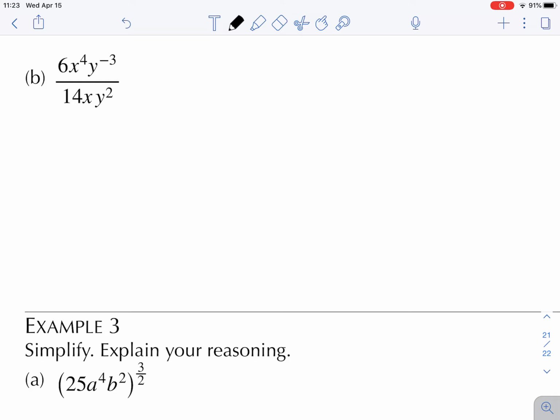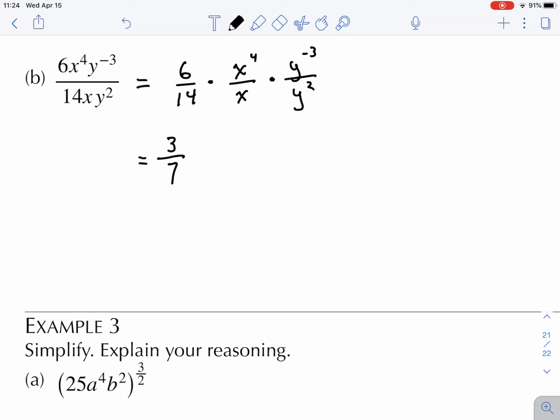All right, letter B. We've got this fraction thing. Everything in the numerator is being multiplied. Everything in the denominator is being multiplied. So we can separate this fraction into 3 multiplication questions. Our first one is 6 over 14 times x to the power of 4 over x times y to the power of minus 3 over y squared.